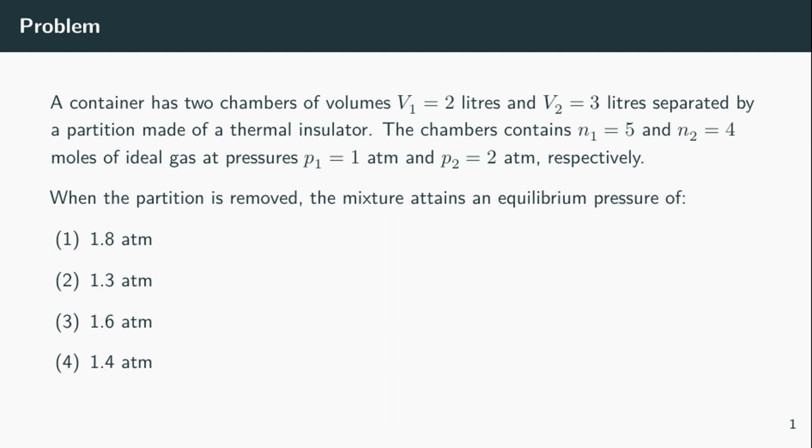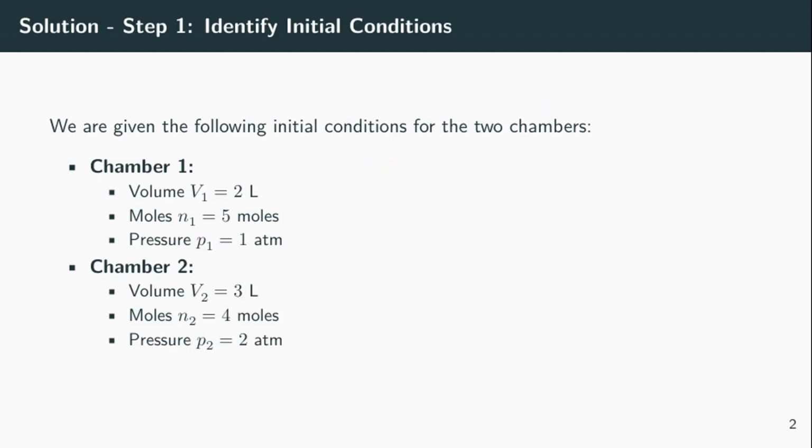Let's figure this out. So, the first thing we need to do is just clearly identify everything we are given right at the start. We have our initial conditions for each chamber. For chamber 1, we know the volume V1 is 2 liters, the number of moles N1 is 5 moles, and the pressure P1 is 1 atmosphere. Then for chamber 2, we have the volume V2, which is 3 liters. The number of moles N2 is 4 moles, and the pressure P2 is 2 atmospheres. Just listing these out helps keep everything clear.